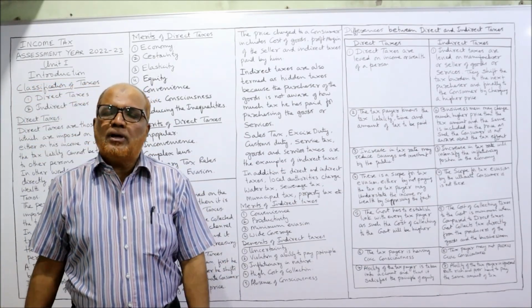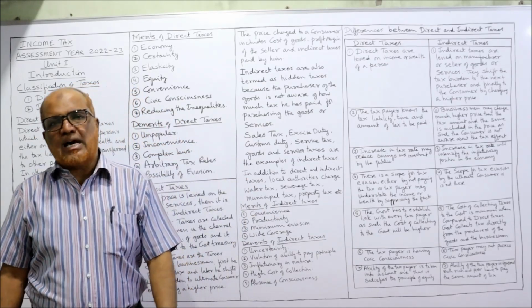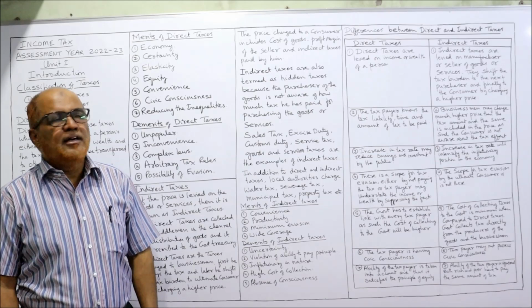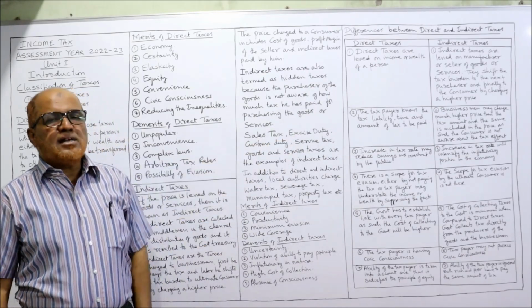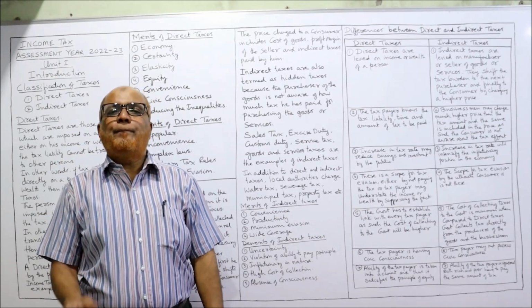Now, one of the important questions which is asked in examination: what are the differences between direct taxes and indirect taxes? The first difference, direct taxes are levied on the income and wealth of the person.